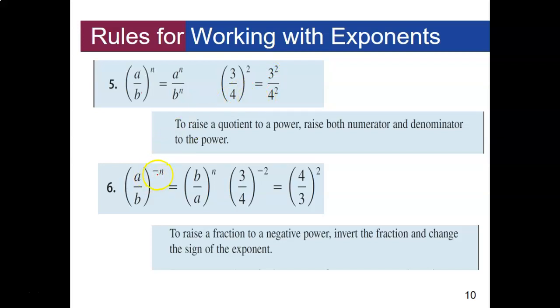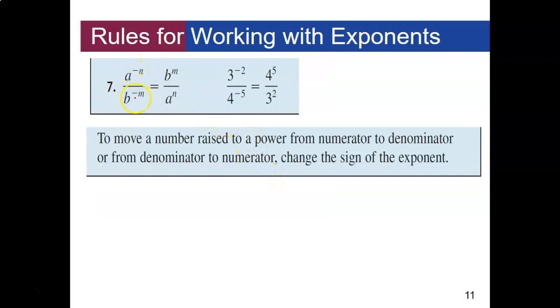Here we have this negative exponent. When you have a negative exponent out here, one way you can deal with that is to simply take the reciprocal of your fraction and then change your exponent to a positive. So we went from a over b to b over a, and our exponent became positive. So that's one way that you can deal with a negative exponent.